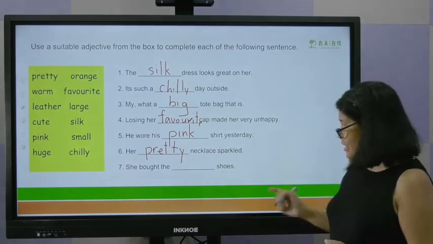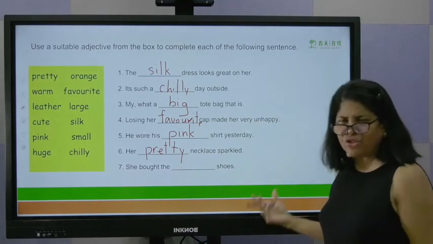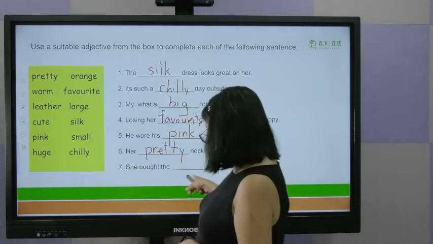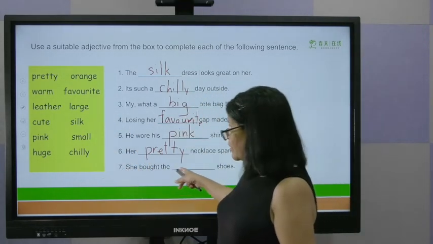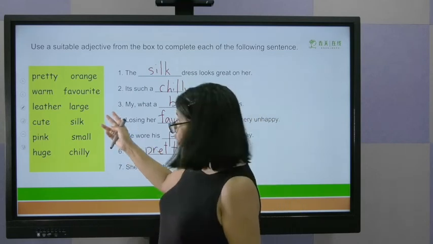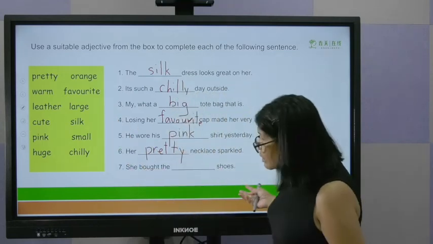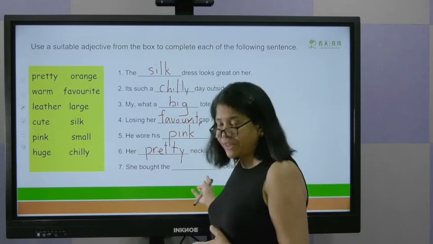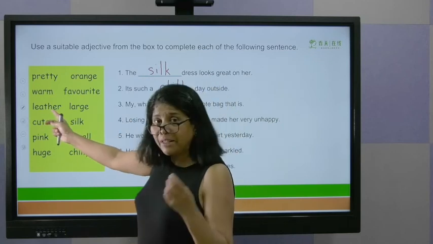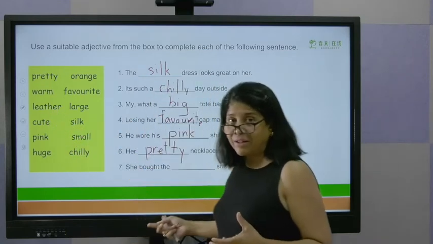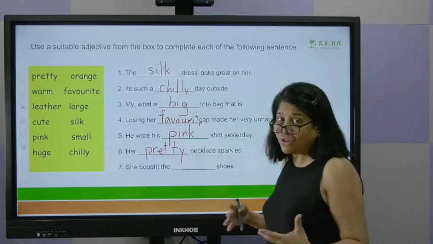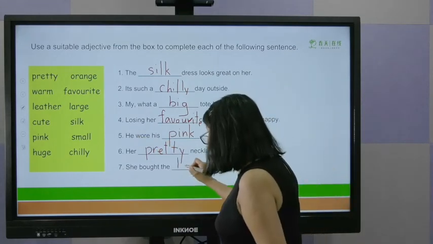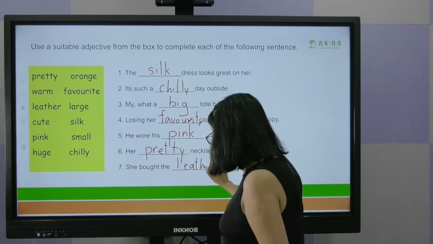And the last one, she bought the blank shoes. All right, give it a try. Which one do you think of these adjectives will be good to use there? So you can have pretty shoes, that's correct too. Orange shoes will also be correct. Pink color will go correctly with that too. We also have material here. This is leather. So shoes are usually made of leather too. So you can choose leather. She bought the leather shoes.